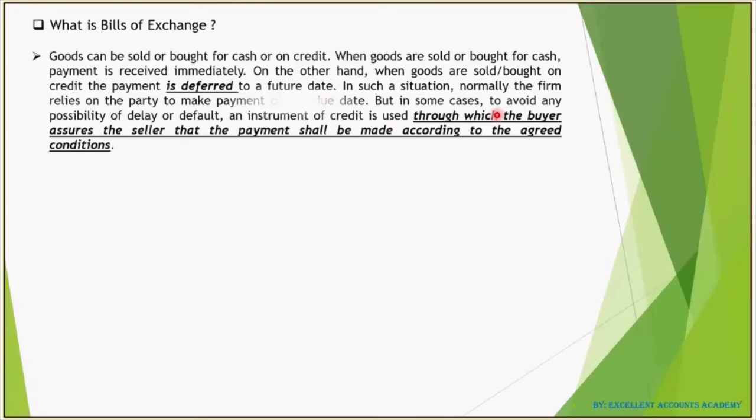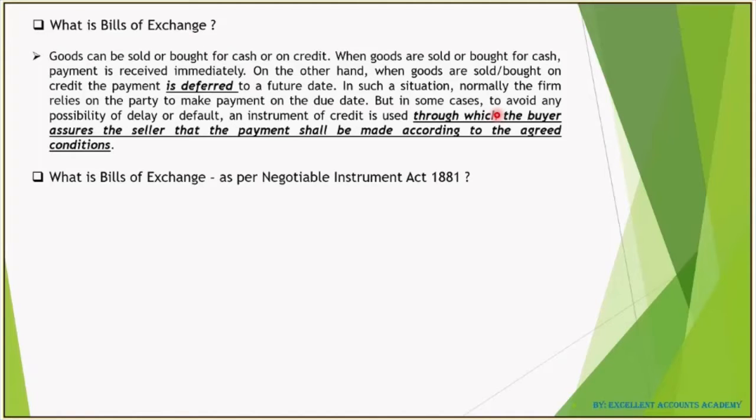As you know, goods can be sold or bought for cash or on credit. When goods are sold or bought for cash, payment is received immediately. On the other hand, when goods are sold or bought on credit, the payment is deferred to a future date. In such a situation, normally the firm relies on the party to make payment on the due date, but in some cases, to avoid any possibility of delay or default, an instrument of credit is used through which the buyer assures the seller that the payment shall be made according to the agreed condition. So that is the definition in layman's terms.